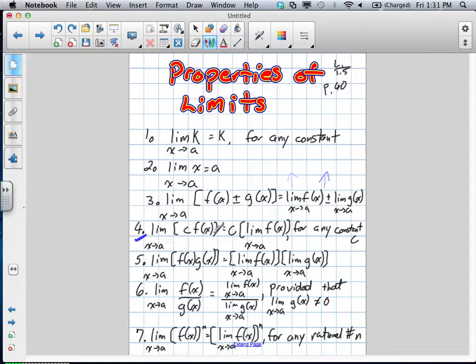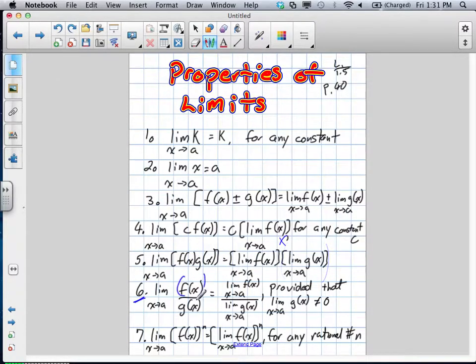Number 4 talks about the limit of some function times a constant number is the same as just finding the limit of the function and then multiplying it by the constant after. Okay? So that would be like a limit of 3x as x approaches 2. Well, we find the limit of x, and at the end we're just going to multiply whatever the limit of x is by the number 3. The limit of some function multiplied by another function is the same as finding the limit of the first function, finding the limit of the second function, and multiplying the two of them together.